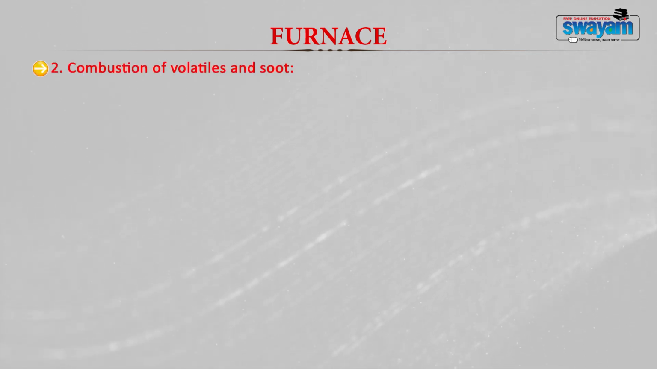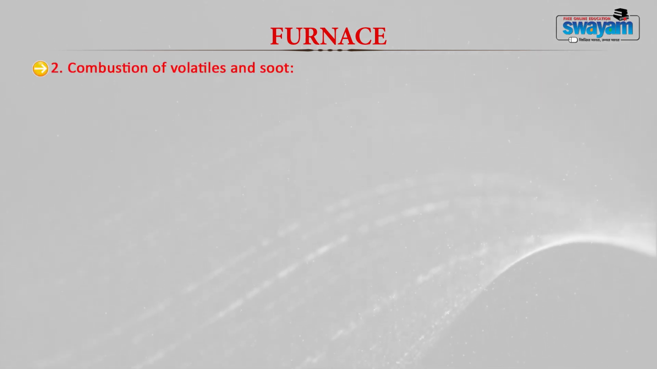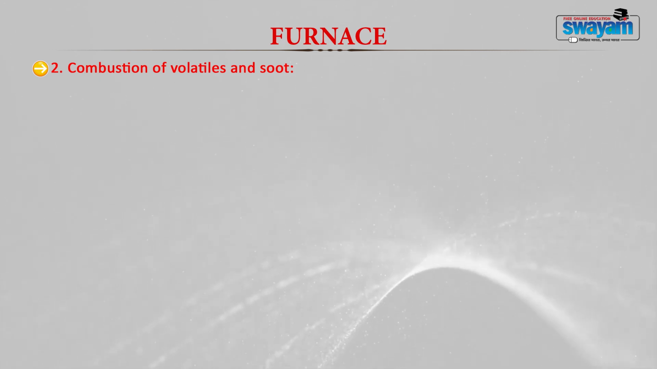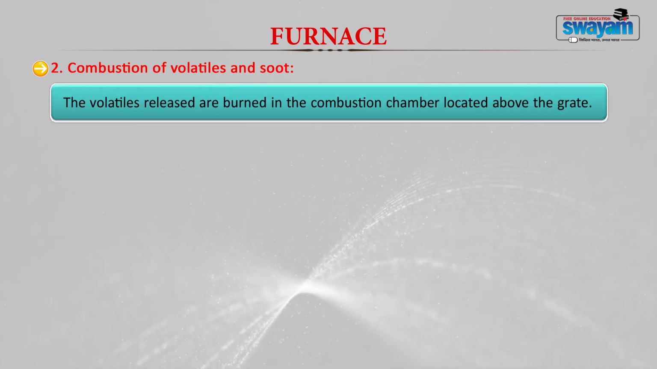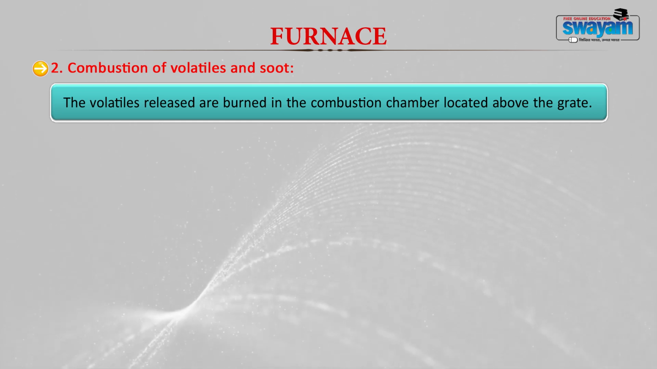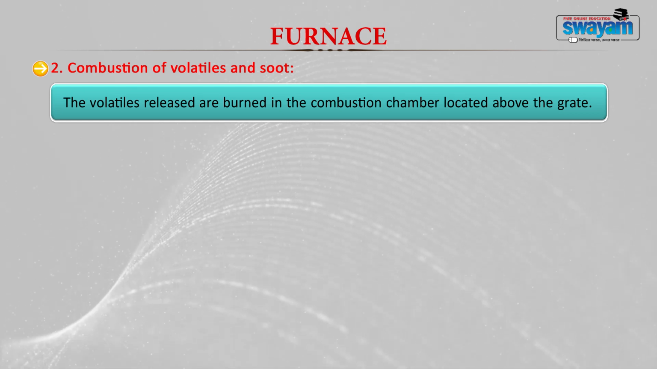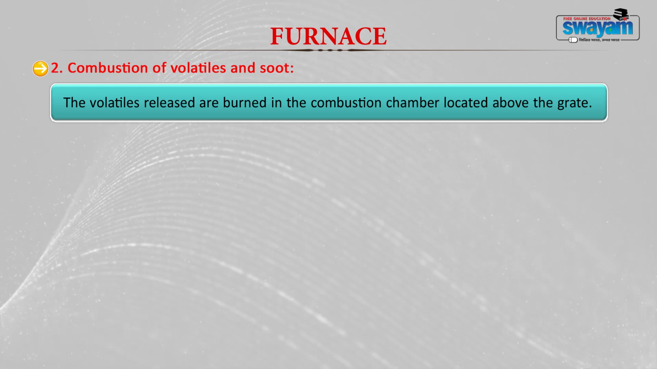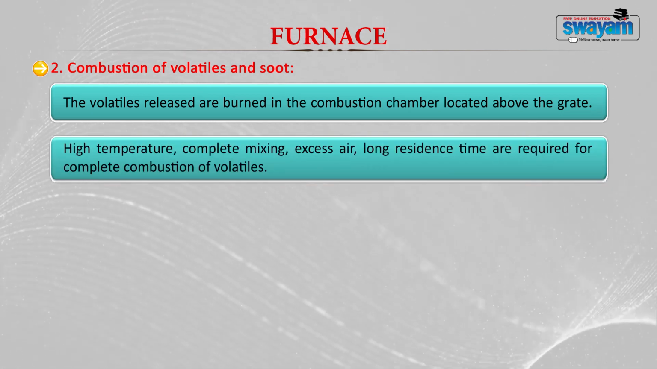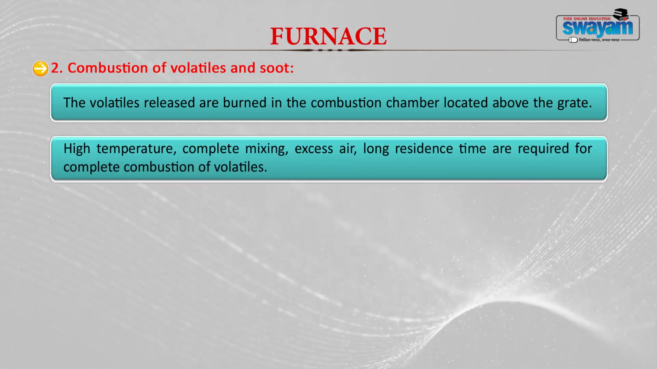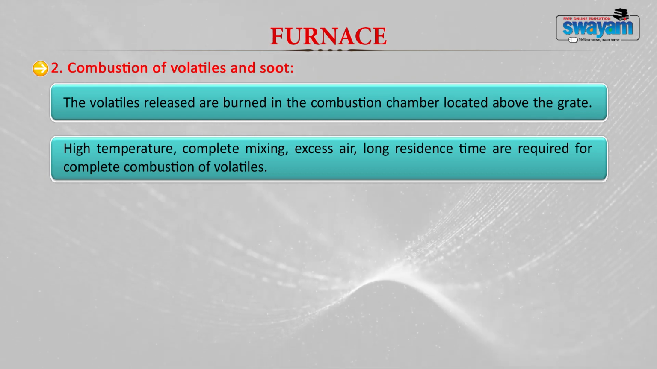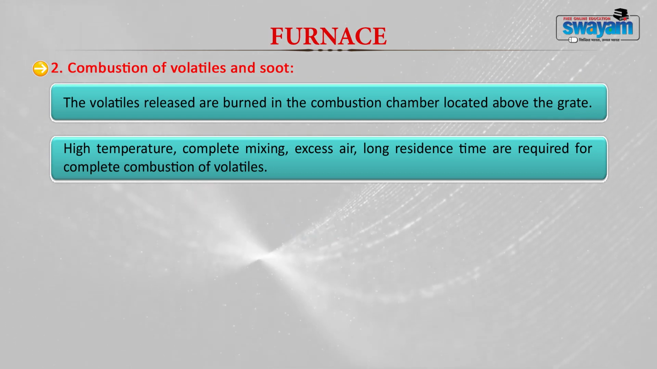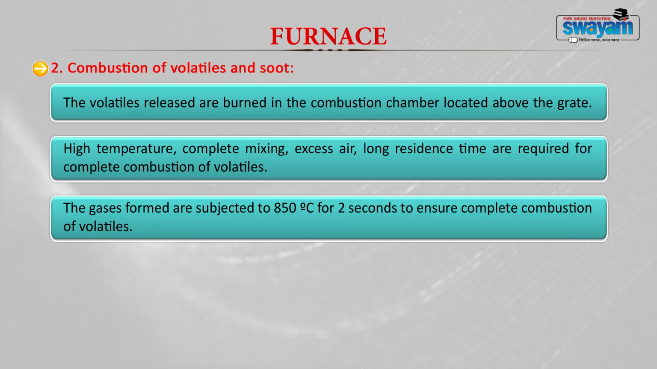The second stage is the combustion of volatiles and the soot generated during the drying and devolatilization phase. The volatiles released during the first stage are burnt in the combustion chamber located above the grate. High temperature, complete mixing, long residence time and excess air are generally required for complete combustion of these volatiles, and the gases are subjected to 850 degrees Celsius for 2 seconds to ensure complete combustion of volatiles.